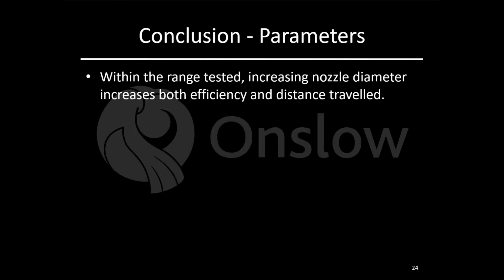So our conclusion of our parameters: within our range tested, increasing the nozzle diameter increases both efficiency and distance travelled. Now it's important to keep in mind that this is only in the range we tested. If we had gone up further in nozzle diameter, we predict that there may be more lifting of the back wheel, which is not going to increase the efficiency. So that's important to keep in mind.